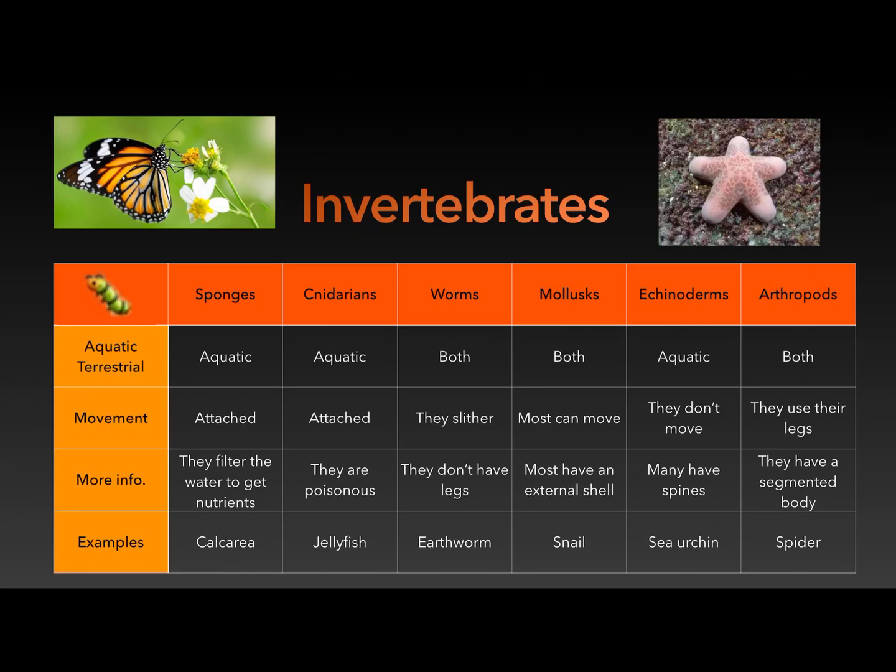Cnidarians are aquatic and they are also attached. They are poisonous, for example, jellyfish. Worms are both and they slither, so they don't have legs, for example, earthworm.